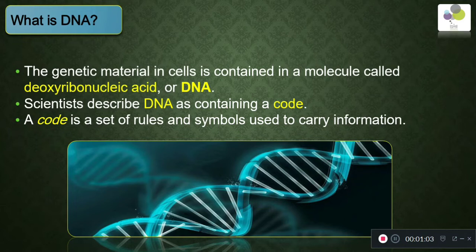DNA stands for what? D stands for deoxyribo, N stands for nucleic, and A stands for acid. So we can say deoxyribonucleic acid. Scientists consider DNA as containing code. So what is code? Code is a set of rules and symbols used to carry certain information. If the organism needs to perform a certain function, it needs to take the code from the DNA.